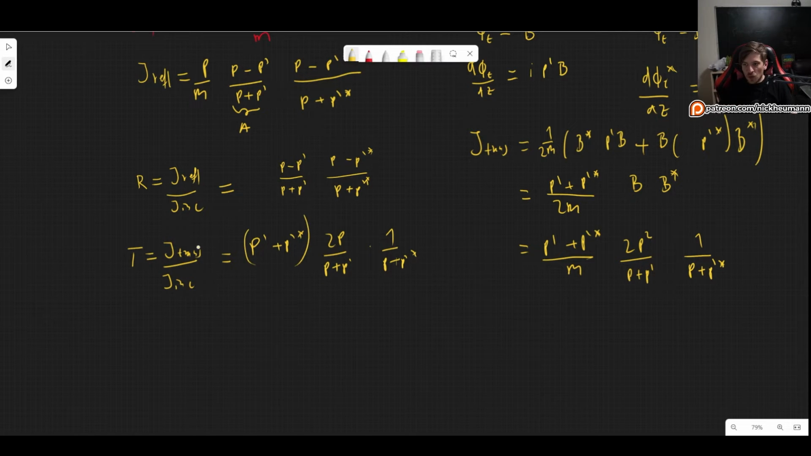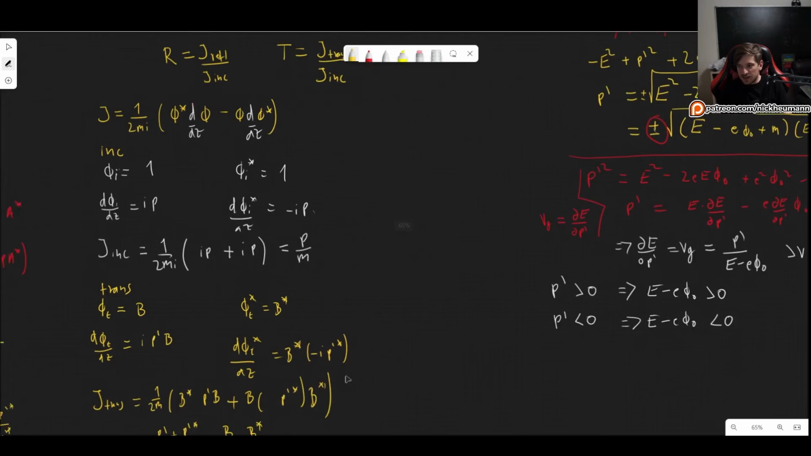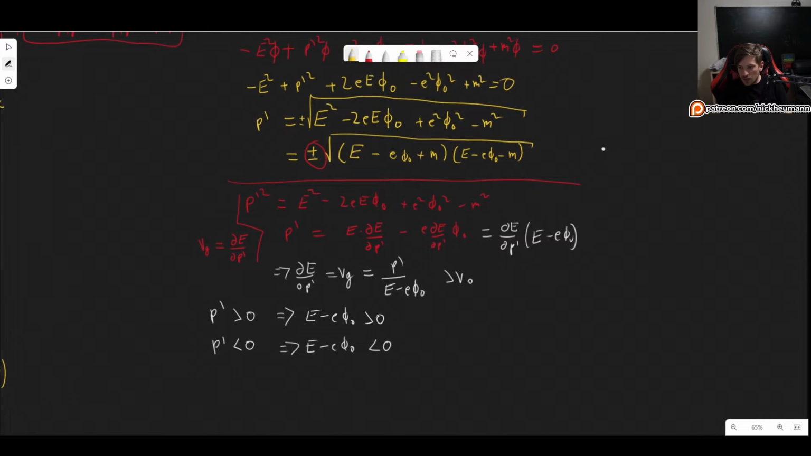Now, we have found these overall expressions, but we haven't really said anything about the strength of the potential, and we don't really know what's going on with P prime. It can be complex sometimes, but when is that going to happen? When will P prime be complex? When will it be real? Let's begin discussing that. So let's go back to our expression for P prime.